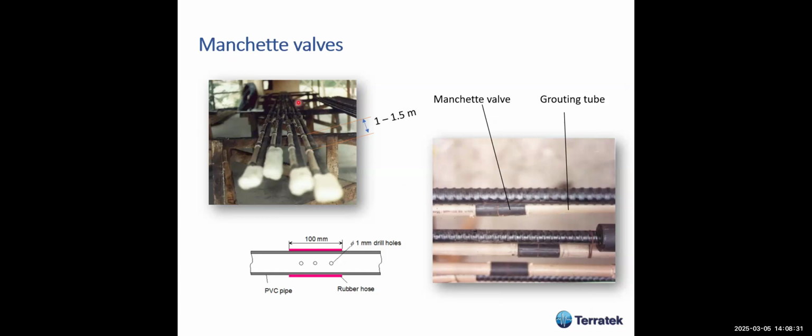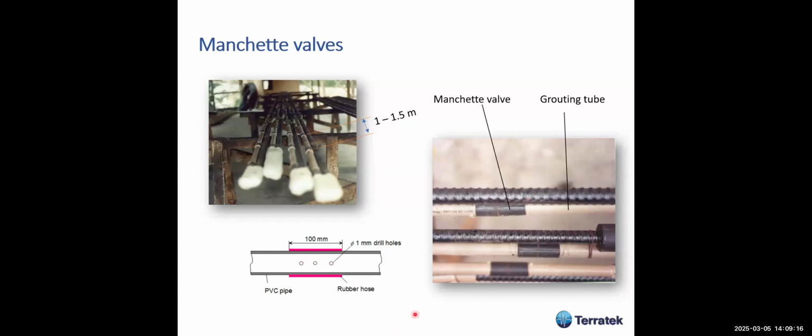And as you see here, these anchors are being prepared to be used for post-grouting. And this is the steel bar. And here's the grouting tube. And here's what we call the manchette valve. What's the manchette valve? Very simple. We have a plastic tube, PVC, and we put some holes in, and this is the cover, which is a rubber hose. When we put pressure here, this rubber hose, the manchette valve, is going to open due to the pressure, and the grout will be able to flow outside.